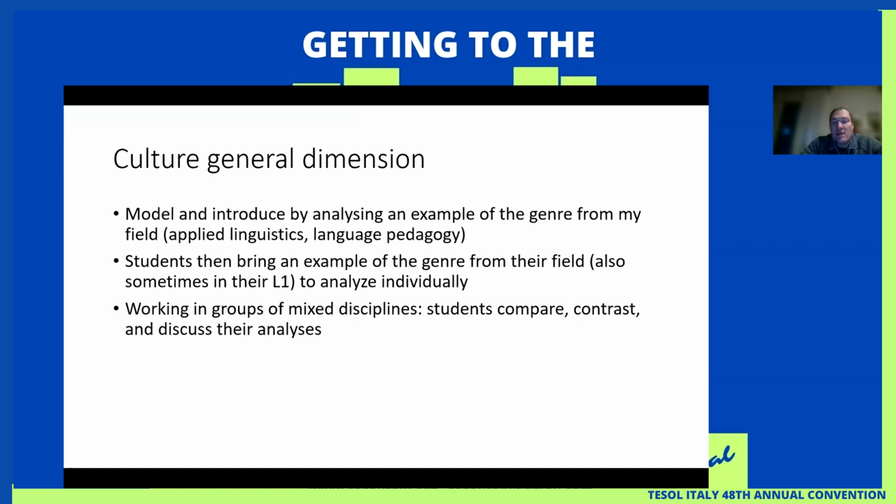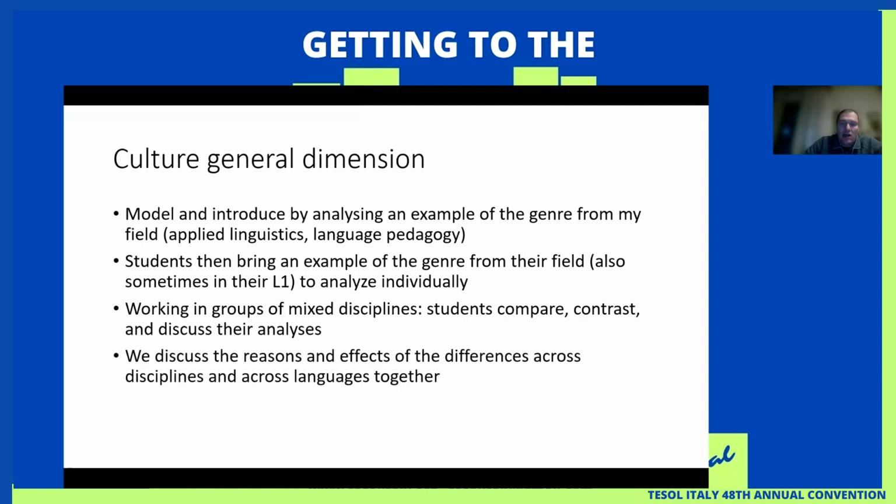And then they work in groups of mixed disciplines to compare, contrast, and discuss their analyses, focusing on the similarities and the differences across the examples that they brought to class. We discuss the reasons as a group, the reasons and effects of the differences across disciplines and across languages. So then we discuss this together. And then we repeat this throughout the course with other genres. So for instance, applying the CARS model, creating a research space model to introductions.